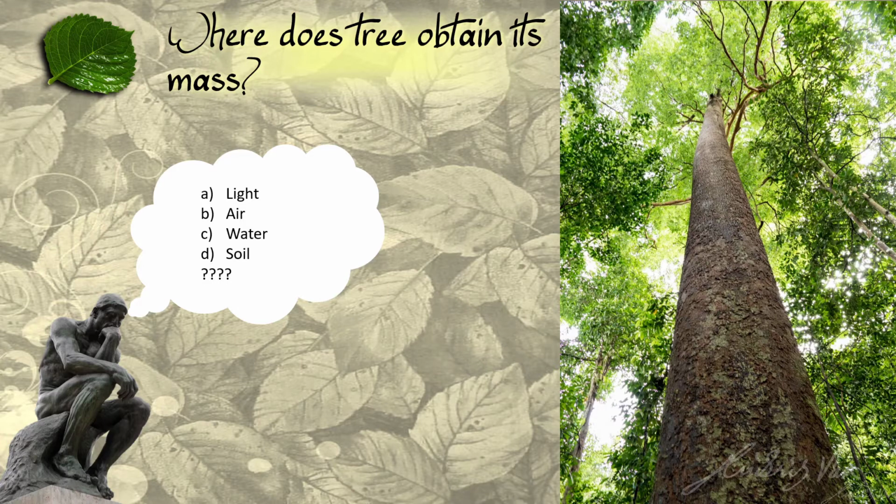If your answer is light, it is incorrect because light is just the energy. If your answer is water and soil, it is not exactly correct. Water may be a small part, but the tree obtains most of its mass from the air, specifically the carbon dioxide that is found in the air.